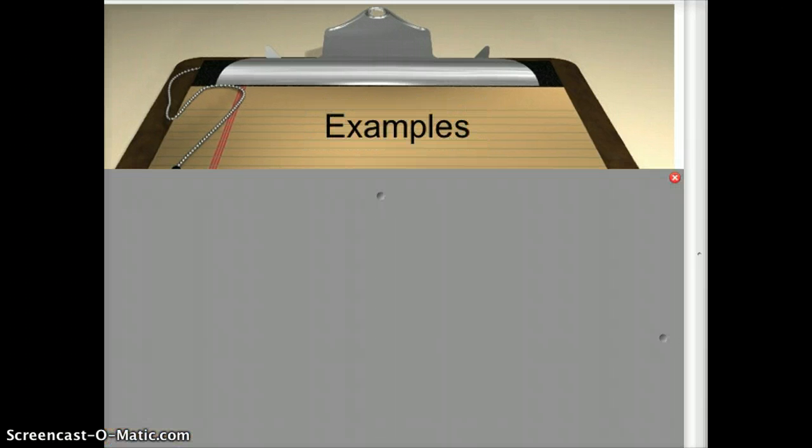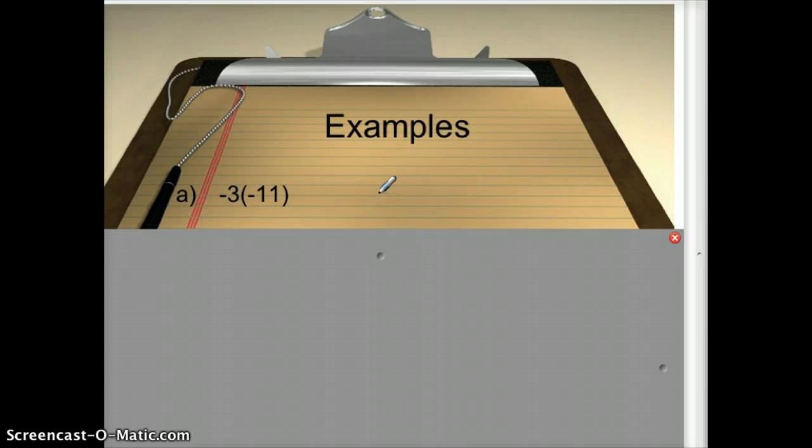Okay, now let's actually work out some problems. I'm most concerned that you're looking for the correct sign, but I do want you to do the proper computation as well. So first problem, negative 3 times negative 11. These ones I want you to try them all on your own before I give away the answer. Okay, so negative 3 times negative 11. Negative times a negative is a positive. 3 times 11 is 33, so this is positive 33.